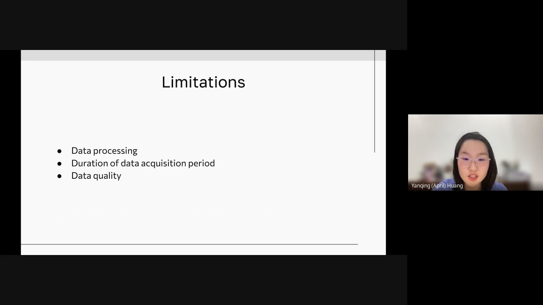Moving on to the discussion. Some limitations of my research paper are data processing, the duration of data acquisition period, and data quality. So for data processing, I had computed the absolute value of the strain data and computed the mean to improve data visualization. However, this also omits the variations of strain in each channel.